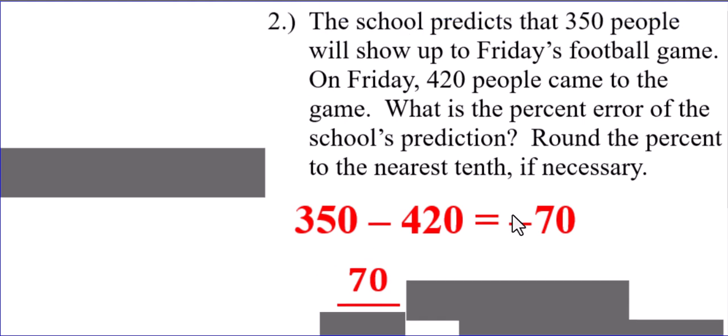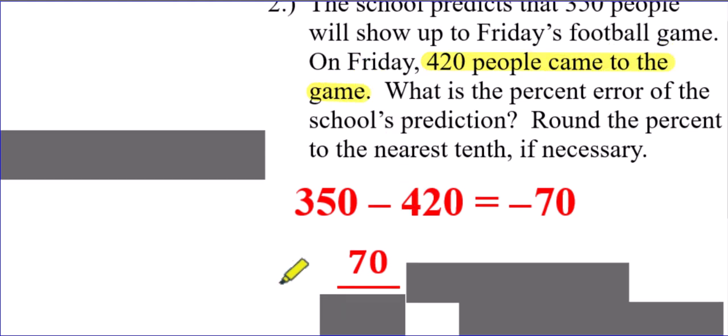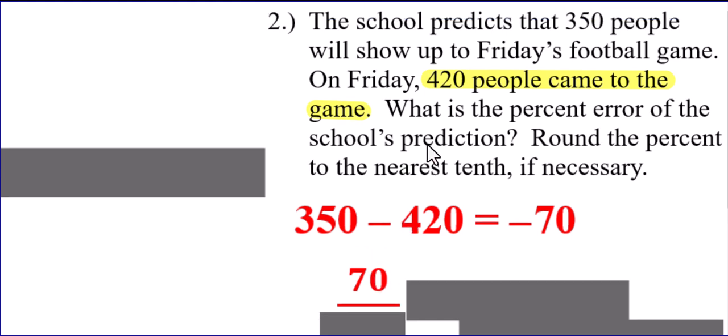And I'm going to divide by the actual amount of people that came to the game. What was that actual amount? Well, it said on Friday, 420 people came to the game. That's the actual amount of people that came. I know it doesn't say the word actual, but you have to be able to interpret the problem and know what was the prediction, that was up there, and what was the actual amount.